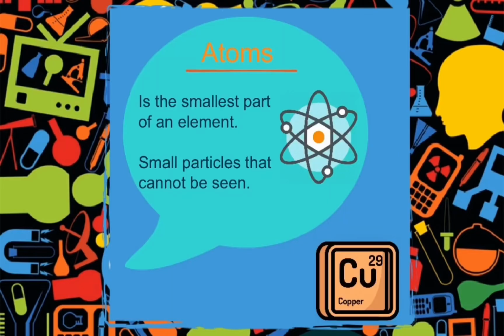Out of elements, we have the atoms. An atom is the smallest part of an element. They are very small particles that cannot be seen. All atoms in an element are alike. So this means that all atoms in copper, for example, are copper atoms. They have different properties from the atoms of any other element. So each element is singular.